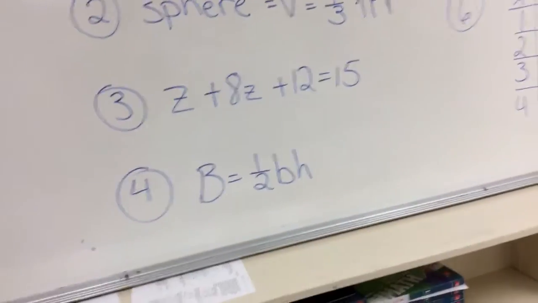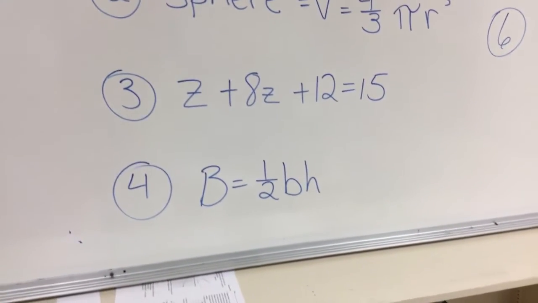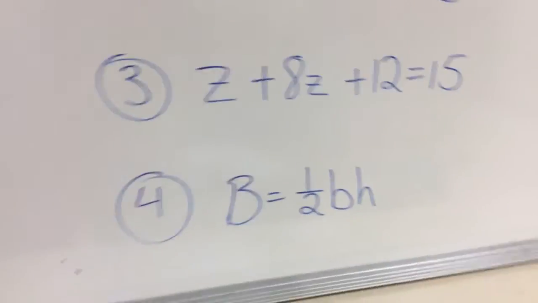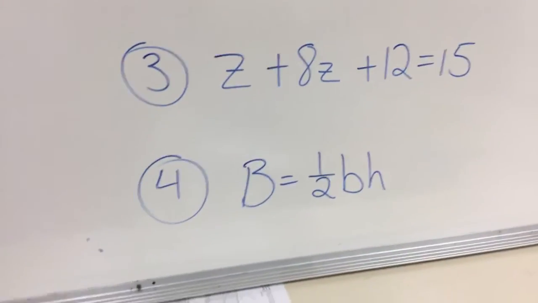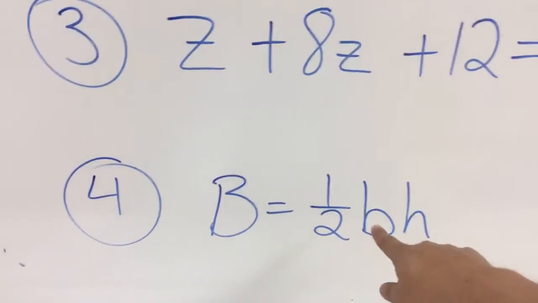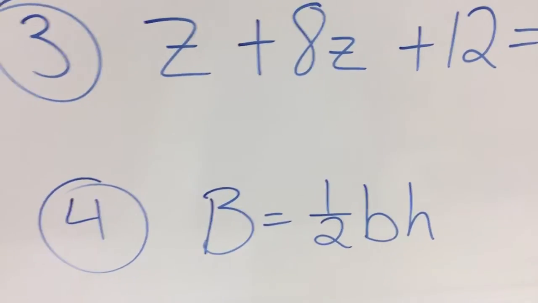Number 4. Number 4 says, what's the value of capital B in the triangular prism below? So remember, capital B, what we're looking for is the area of the base, and that's a triangular prism. So the area of the base for a triangular prism is just going to be the 1/2 base times height is what you're doing on that one.